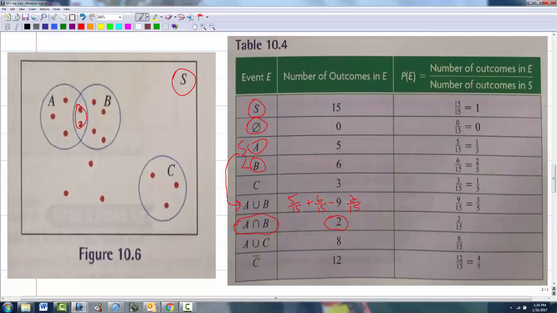A union C, is A union C mutually exclusive, yes or no? Yes. They have no intersection. That's why you would just go ahead and add those probabilities. And then what's that line over C again mean? Everything but C. So not C.